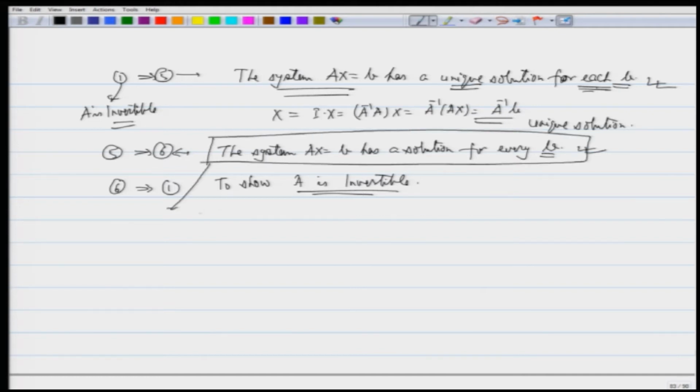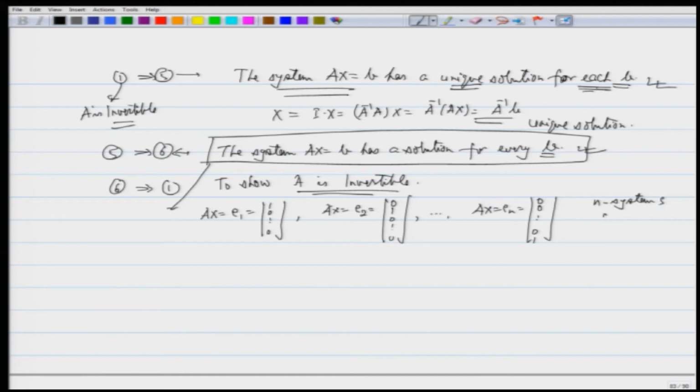So, now let us consider the system Ax is equal to E1, which is (1, 0, ..., 0), Ax is equal to E2, which is (0, 1, 0, ..., 0), and Ax is equal to En, which is (0, 0, ..., 0, 1). So, let us consider these n systems of equations. Is that okay? So, you are not considering one system, we are considering n of them, where E1, E2, En are the different choices of B that I have. Fine. Now, what we have been given is that this system has a solution for every B.